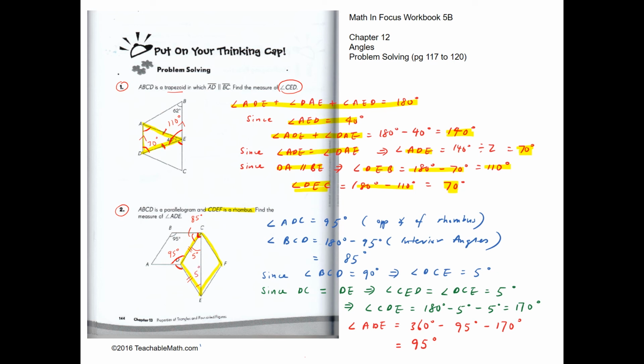In that case, we can find out the angle over here. So this angle over here would be CDE, which is 180 minus 5, and therefore it is 170. Now to find the angle that the question is asking, which is this angle ADE, we just have to take 360 minus 95, this is 95, minus 170, this is angle 170, and the answer is 95.